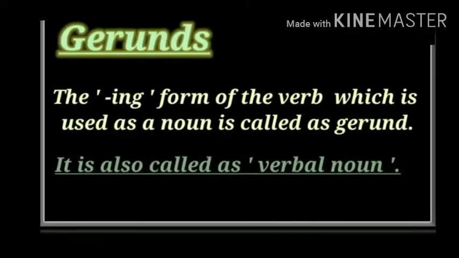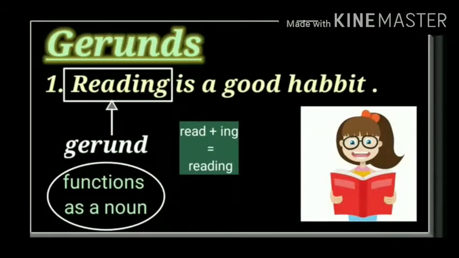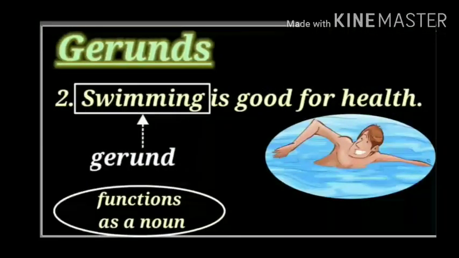Now second kind is gerunds. The ing form of the verb which is used as a noun is called a gerund. It is also called a verbal noun. For example, reading is a good habit. Here read is the base form and then we are adding ing. So reading here acts as a noun. So it is a gerund here. In the second example, swimming is good for health. In this, swimming is functioning as a noun in the sentence, so it is a gerund in the sentence.